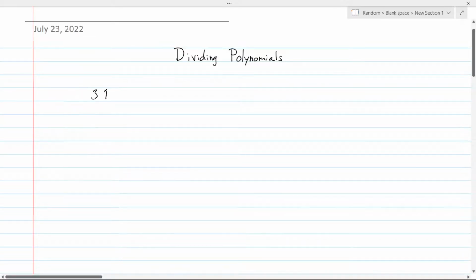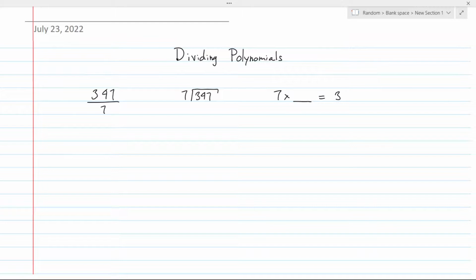Consider 347 divided by 7. To solve this, I would write it like this, 347 there, and then I would ask, what can I multiply 7 by to get me as close to 347 as I can? Or I could ask, how many times can 7 fit into 347? Well, it's just shy of 50, so I'm going to write 49 up here.